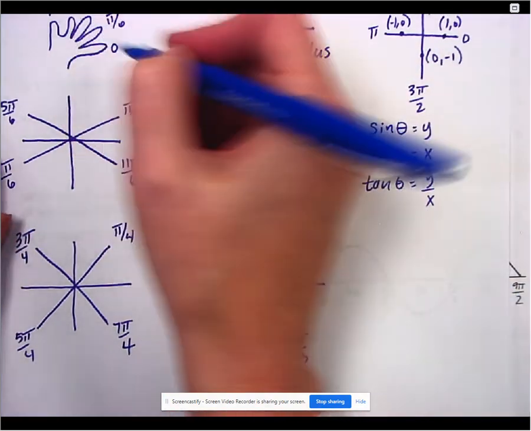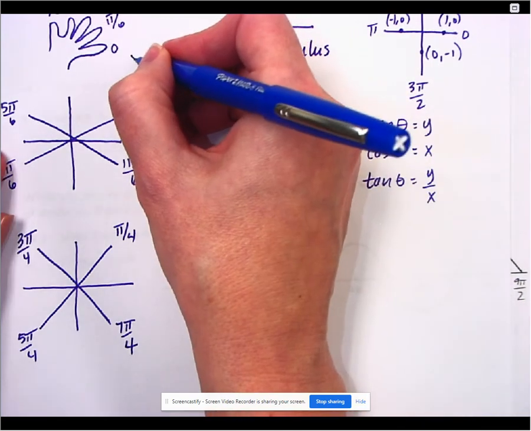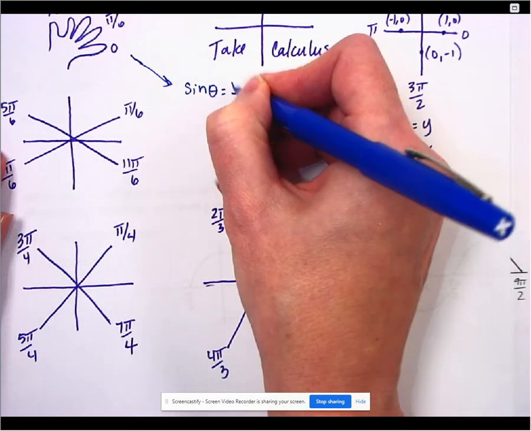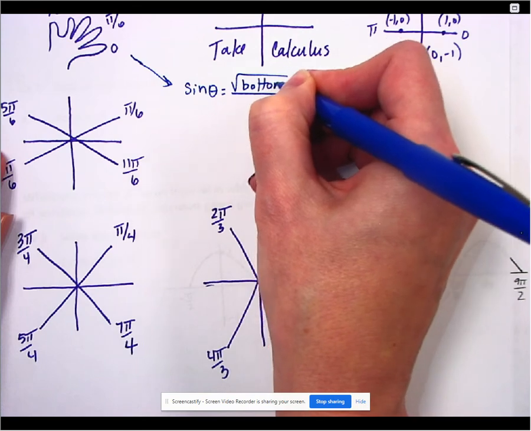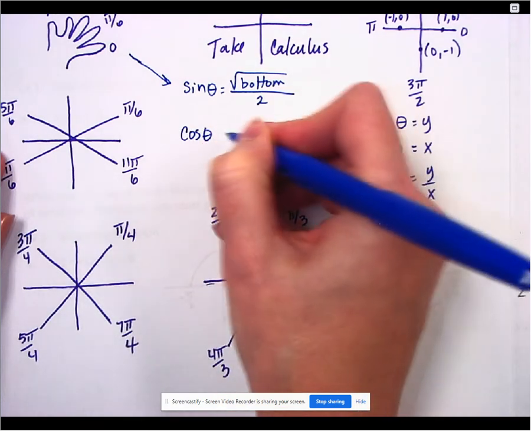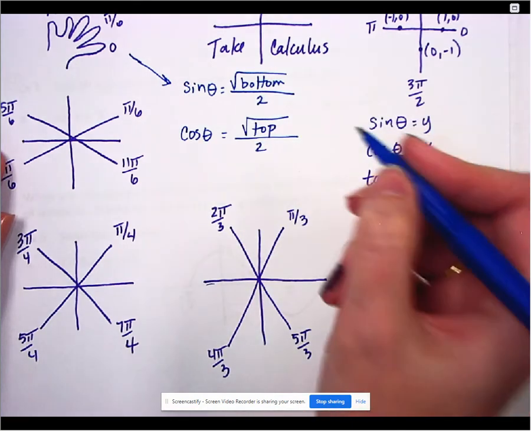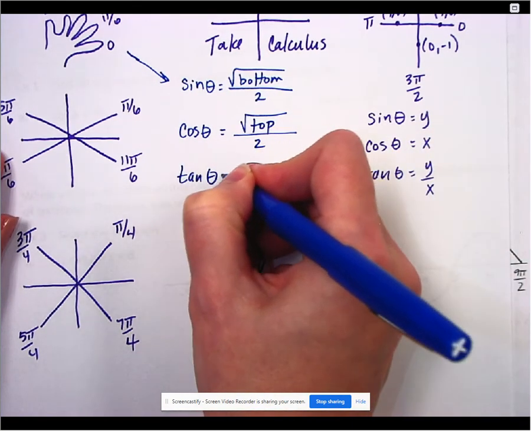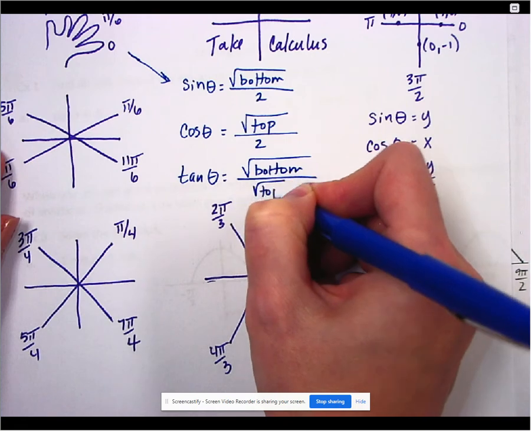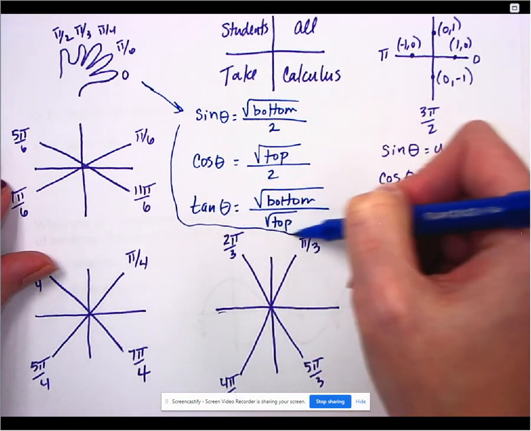So the other thing we need to write is what we do when we do the hand trick. Sorry. So if we're going to use the hand trick to do the sine of an angle, it's going to be the square root of the bottom fingers over 2. The cosine is the square root of the top over 2. And then the tangent is the square root of the bottom over the square root of the top. Sorry, that should have been closer to the hand. So those definitely go together.